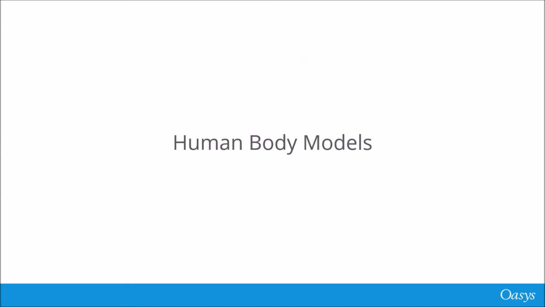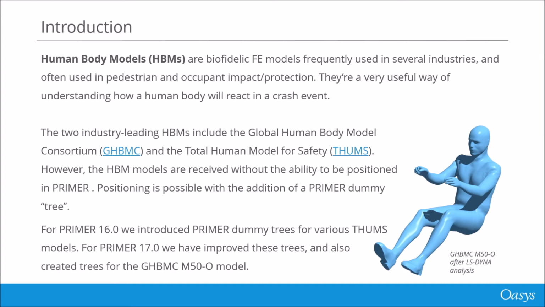Okay, so I just want to talk a little bit about human body models. Human body models are biofidelic FE models frequently used in several industries and often used in pedestrian and occupant impact and protection. They're a very useful way of understanding how a human body will react in a crash event. The 2 industry-leading human body models include the Global Human Body Model Consortium, that's a GHBMC model, and the Total Human Model for Safety, THUMS. However, these human body models are received without the ability to be positioned in Primer.